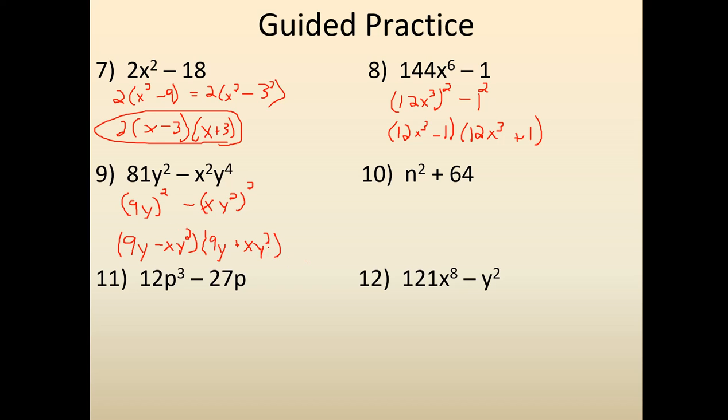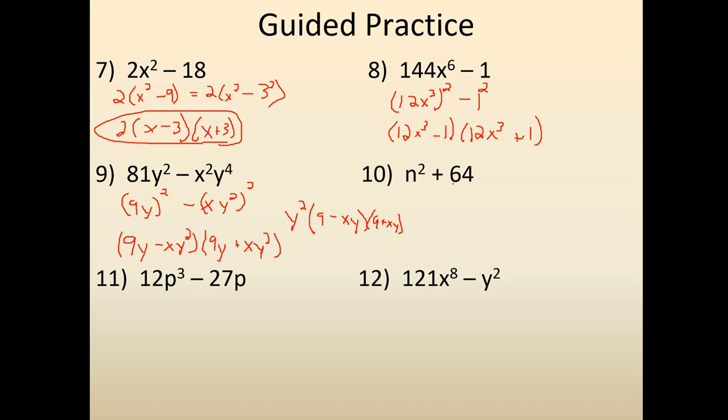Now this could also be rewritten so that it looks something like this. If we took out a y squared in the beginning, we could have written it as y squared times (9 minus xy)(9 plus xy). If you want, you can expand this out yourself and see that it ends up being the same thing.